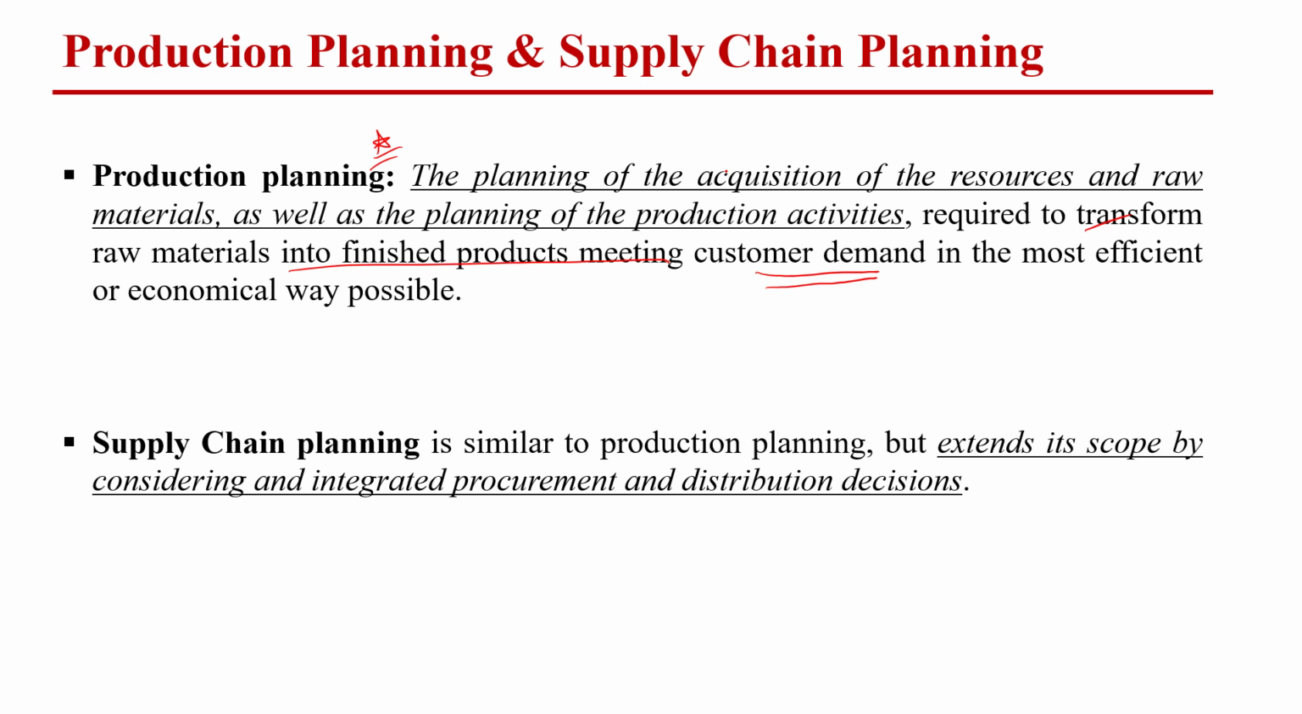When we are saying the total cost, that means the sum of the production as well as the inventory cost. Okay, so if we are talking about supply chain planning, this is similar to production planning, but we are only increasing the scope of the planning part.